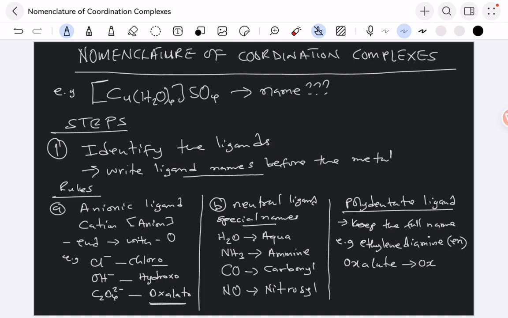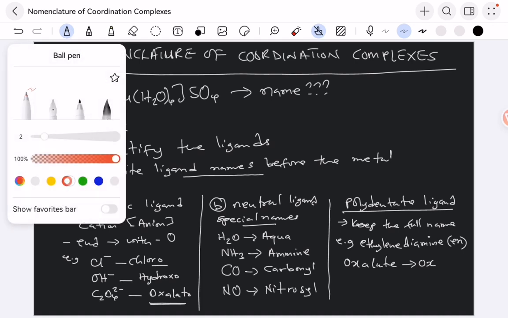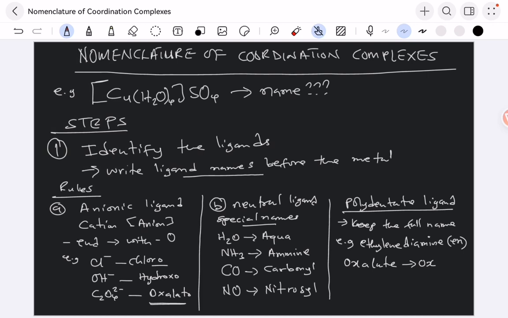So the important thing is name the ligand first. Then as you name the ligand, it's very important for you to understand, is my ligand on the anionic side? Is my ligand neutral? Or is my ligand a polydentate?